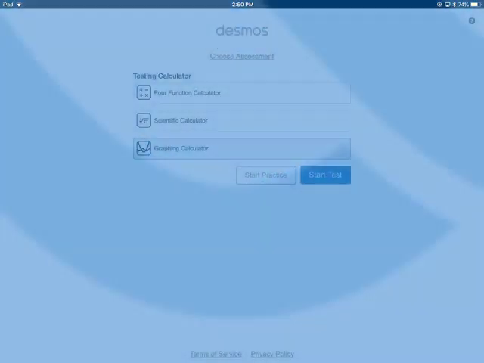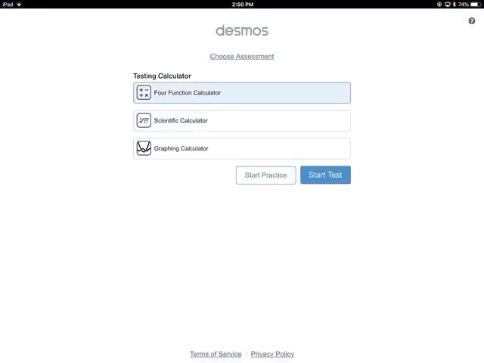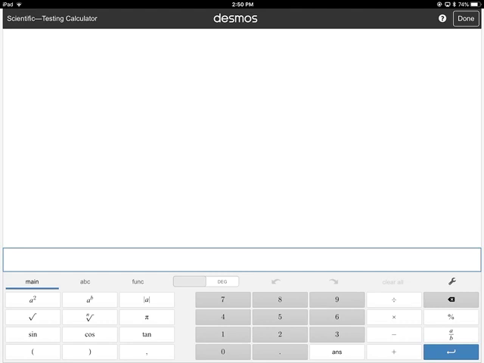Let me use the scientific calculator. So 3 to the power of 12. So what do we get? 531,441.